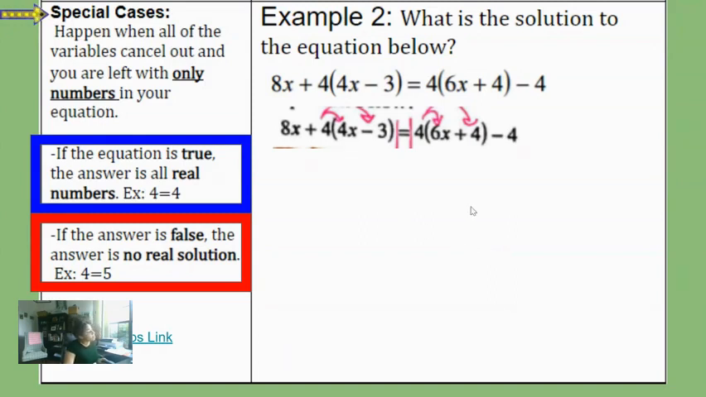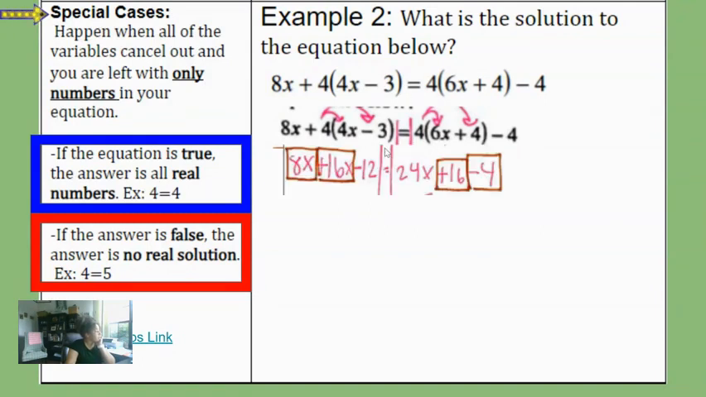We're going to distribute a property to each term. 4 times 4 is going to be 16x, and 4 times negative 3 is going to be negative 12. So we have 8x plus 16x minus 12 equals 24x plus 16x minus 4. Okay? Then we're going to combine the like terms on each side. So there's 8x plus 16x, that's going to be 24x. And then there's 16 minus 4, which is going to be 12.